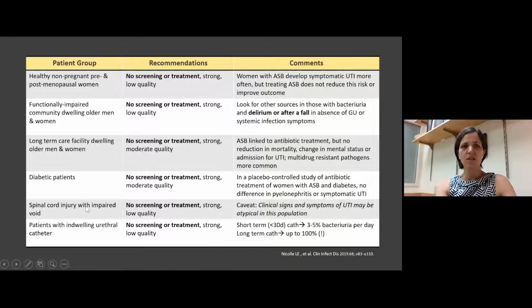Spinal cord injury or patients with impaired voiding, these are sort of the most challenging, I think, on these guidelines. So they say you should not screen or treat in the absence of symptoms, but they have an important caveat that I really take to heart in my practice, which is that the clinical signs and symptoms of UTI can be atypical in this population. So it can be a vague sort of pelvic pain, for example, in somebody with a spinal cord injury. So you have to be really careful with this patient population.